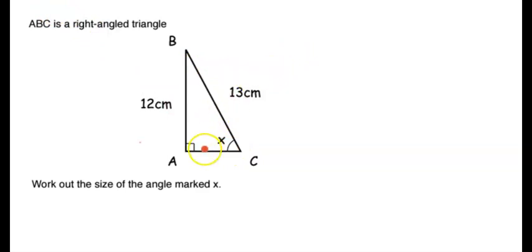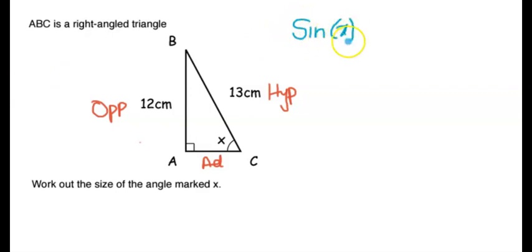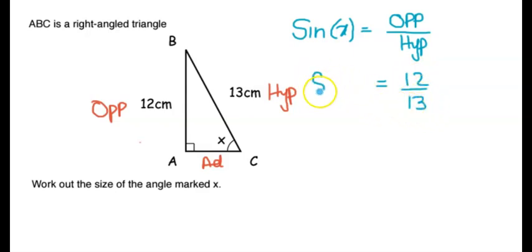Okay, now here when you first label, this is opposite, this is adjacent, and this is hypotenuse. So you need to find out which one you're going to use. You need to find the x, and hypotenuse and opposite are given. So that's SOH. So you write down sine x is opposite over hypotenuse. Plug in the values. Opposite is 12, and that's 13, and that's sine x.